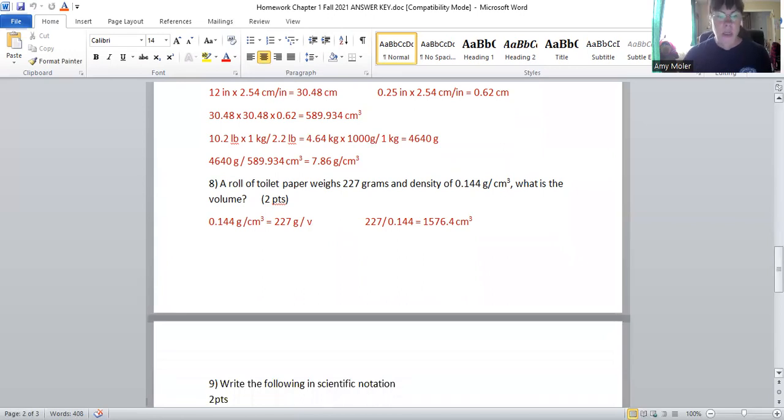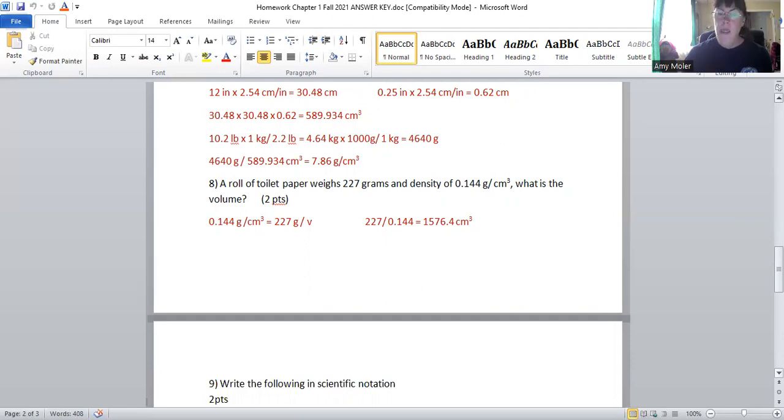Then we have a different density problem. Roll of toilet paper. Yeah, I wrote this in the middle of the pandemic. 227 grams. Okay, toilet paper is not very dense. So 0.144 grams per cubic centimeter.